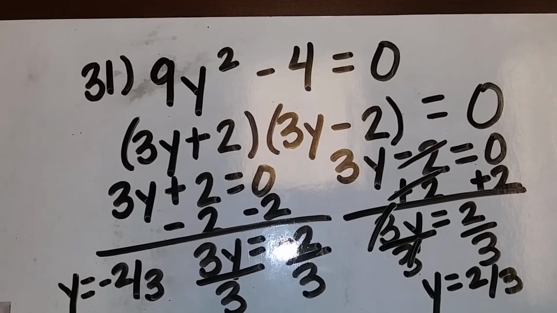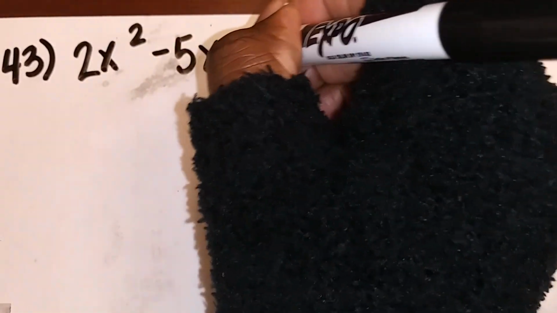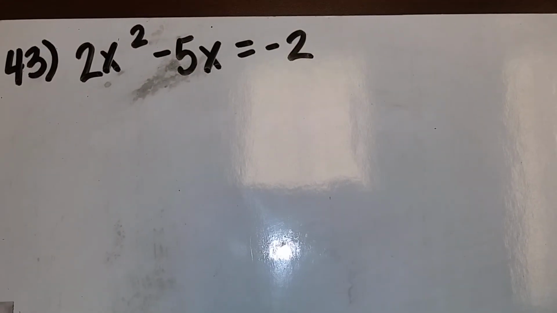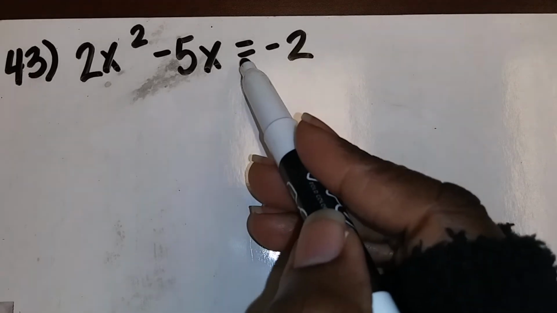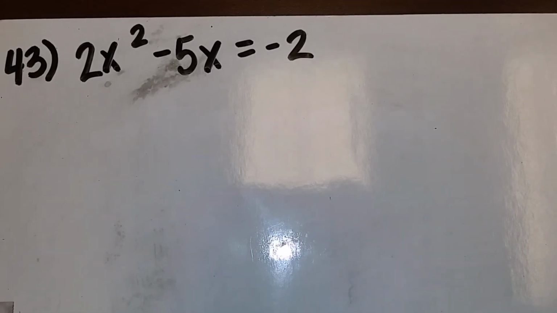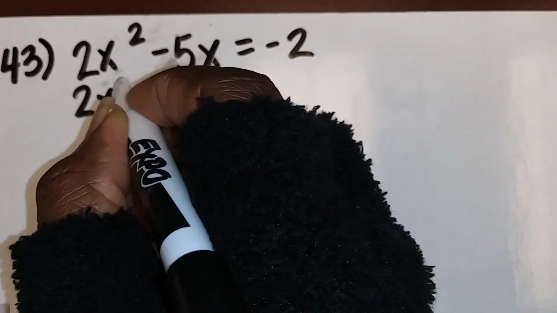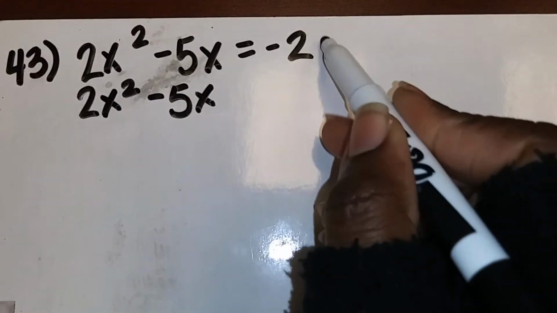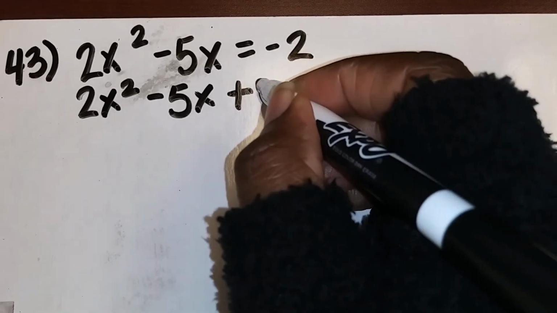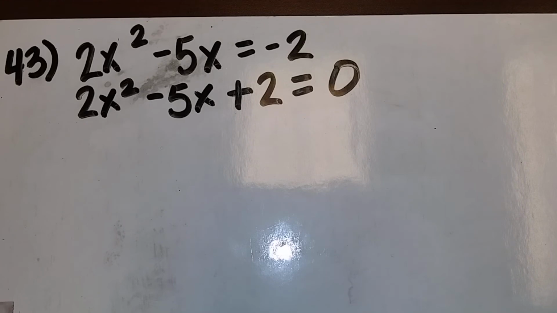Okay, look at number 43. Two x squared minus 5x equals negative 2. Right here, what do you notice that's different about 43 from the others that we have done? Well, one thing I've noticed that's different is that it does not equal 0, it equals negative 2. So when we are solving equations by factoring, I want to set everything equal to 0. I'm going to rewrite this as 2x squared minus 5x. When I move minus 2 from the right to the left of the equal sign, it becomes positive 2. And nothing is left over to the right, so we're going to put 0 there because nothing is there.